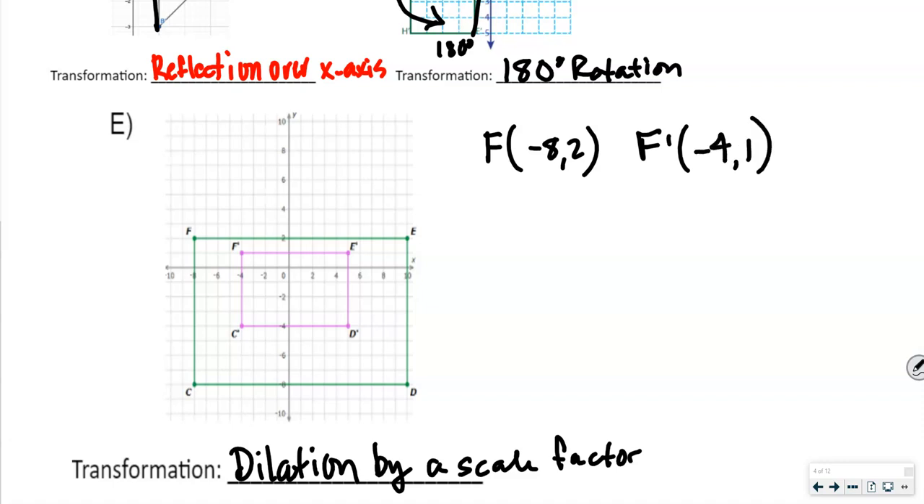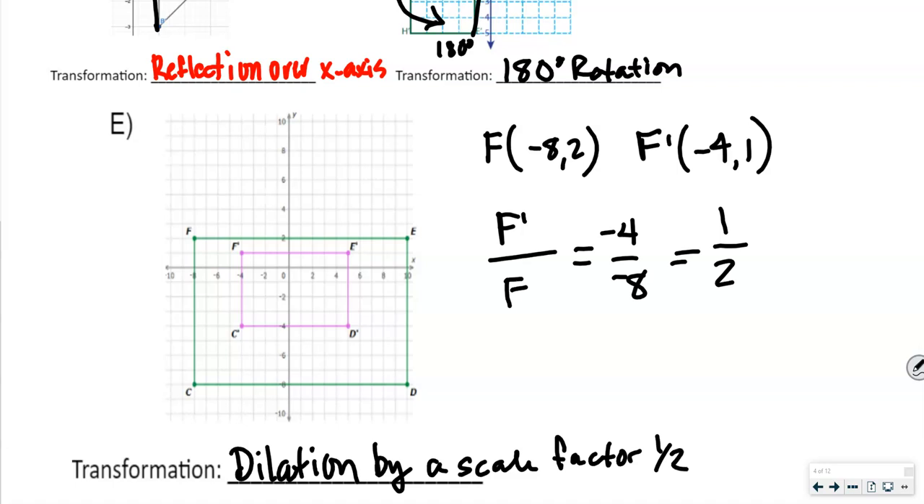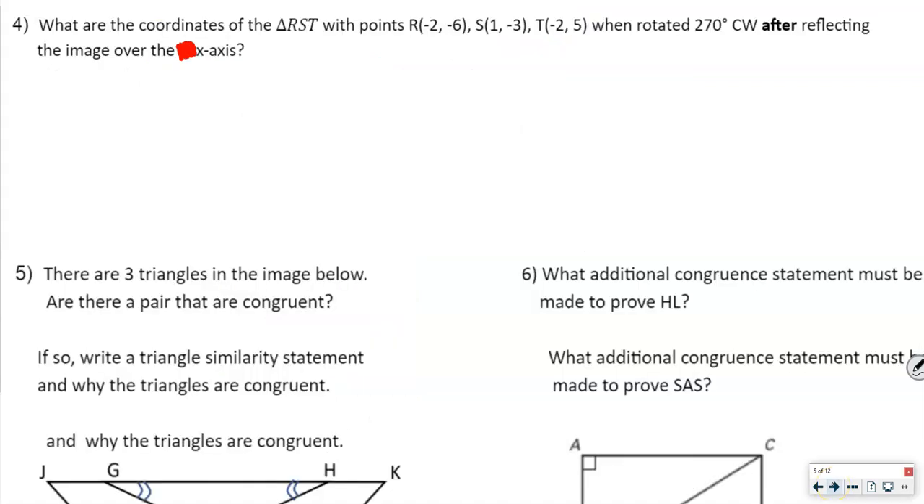Okay, so this is how you find your dilation factor. You take your dilated point over your original point, so your image over your pre-image, okay? We're going to just do the x, and then we're going to do the y. -4, that's the F prime, over -8. And isn't that equal to 1 over 2, y'all? So we had a dilation by a scale factor of 1/2, didn't we? We did.